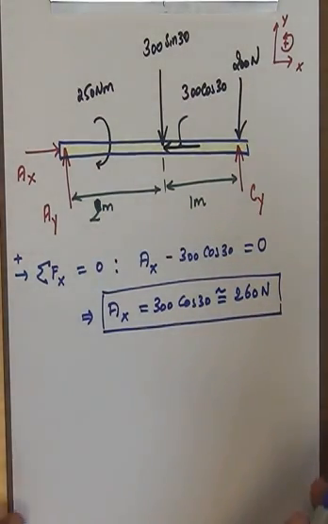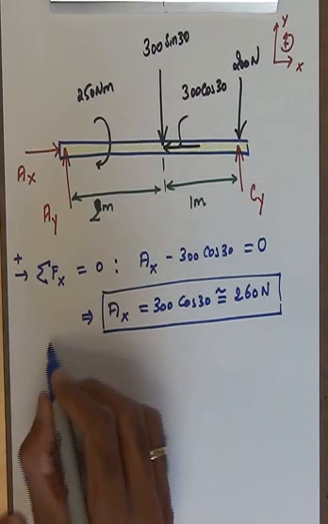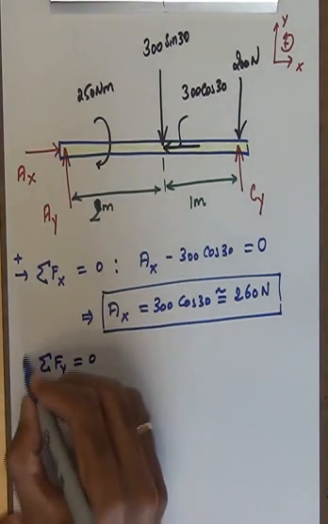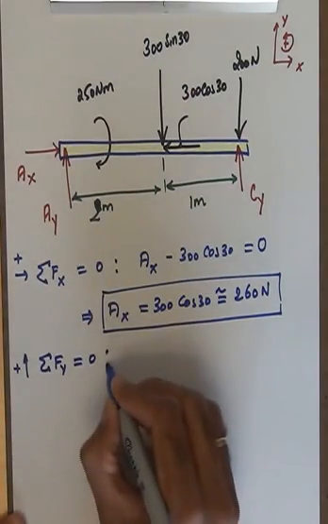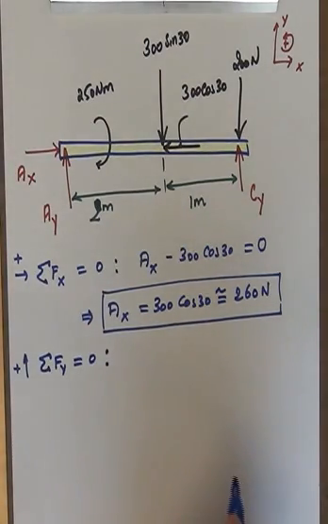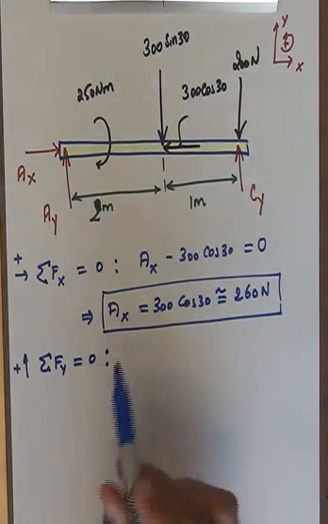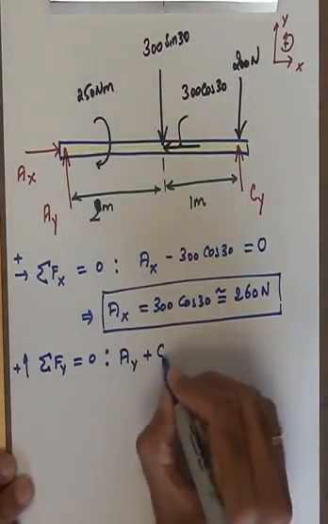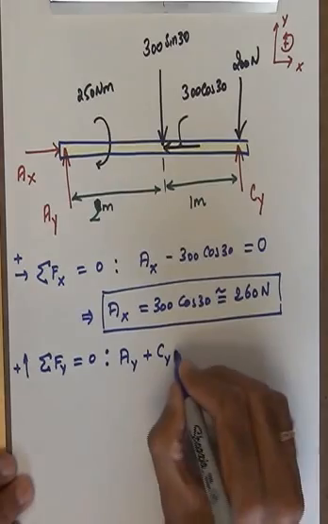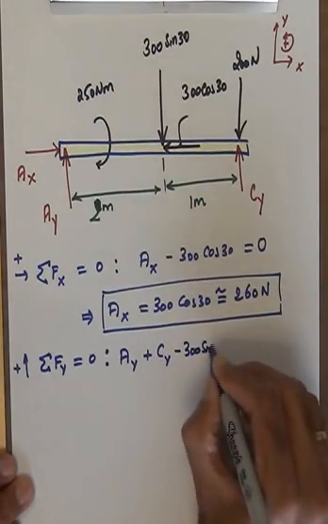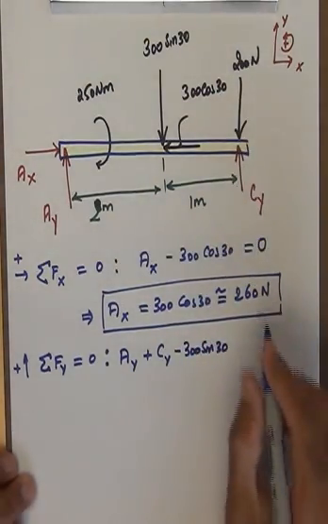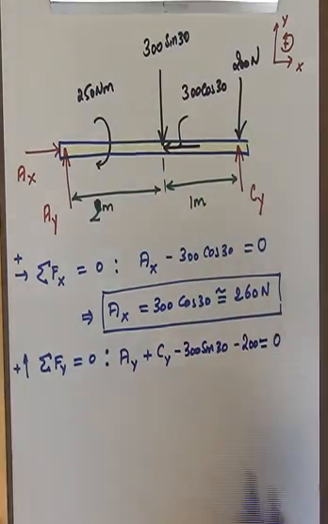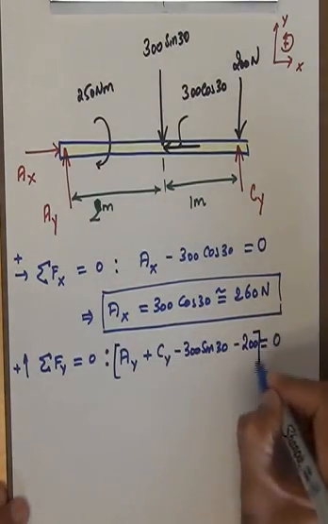And then we come back and we sum forces in the y direction. So the sum of forces in the y direction is equal to 0. Forces pointing upwards are taken as positive. What are the forces in the y direction? I have forces AY and CY pointing up. So I have AY plus CY, then I have 300 sine 30 pointing down, and then 200 newtons pointing down, and all of these are equal to 0.